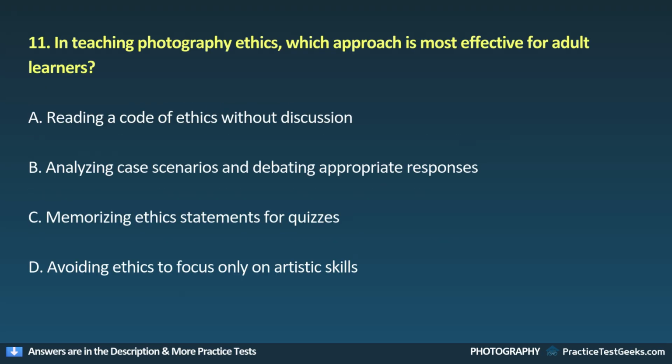11. In teaching photography ethics, which approach is most effective for adult learners? A. Reading a code of ethics without discussion. B. Analyzing case scenarios and debating appropriate responses. C. Memorizing ethics statements for quizzes. D. Avoiding ethics to focus only on artistic skills.